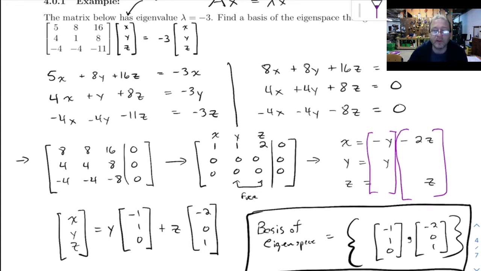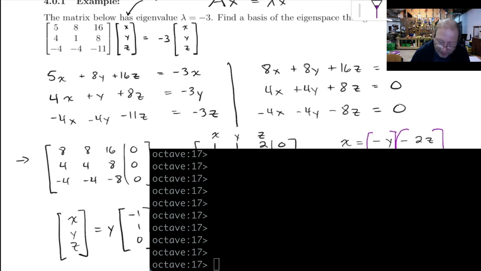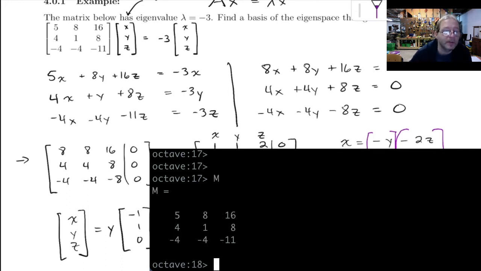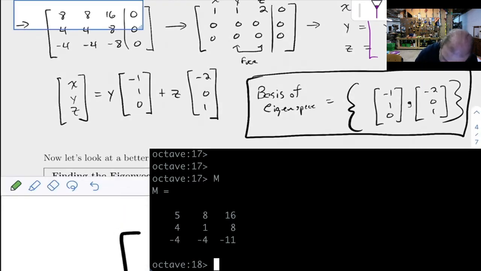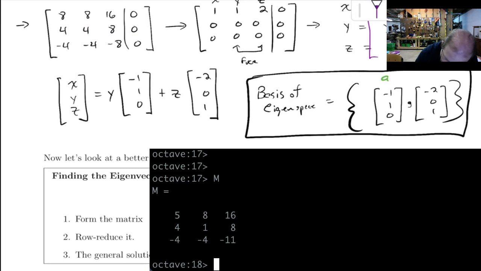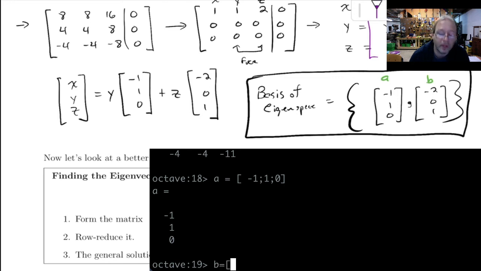Now I want to play with this a bit, so let's go to Octave. I think I've already got this matrix in as M. Yes, that's my matrix M, and according to this, I have a basis of two eigenvectors. I'm going to give them names in Octave: vector A and vector B. A is (-1, 1, 0), and B is (-2, 0, 1).